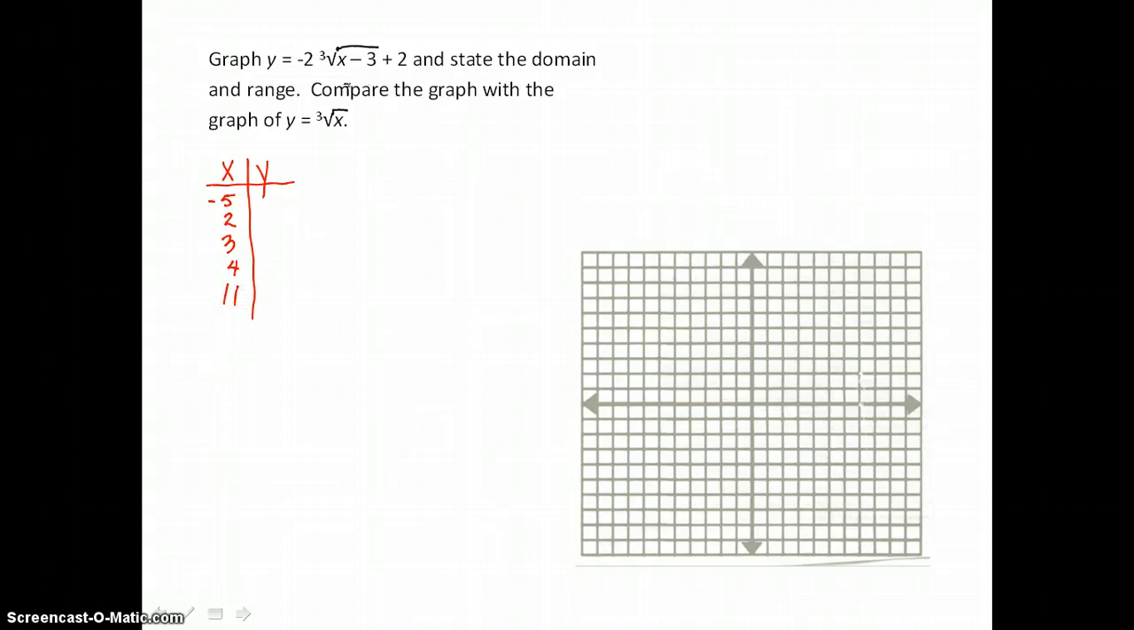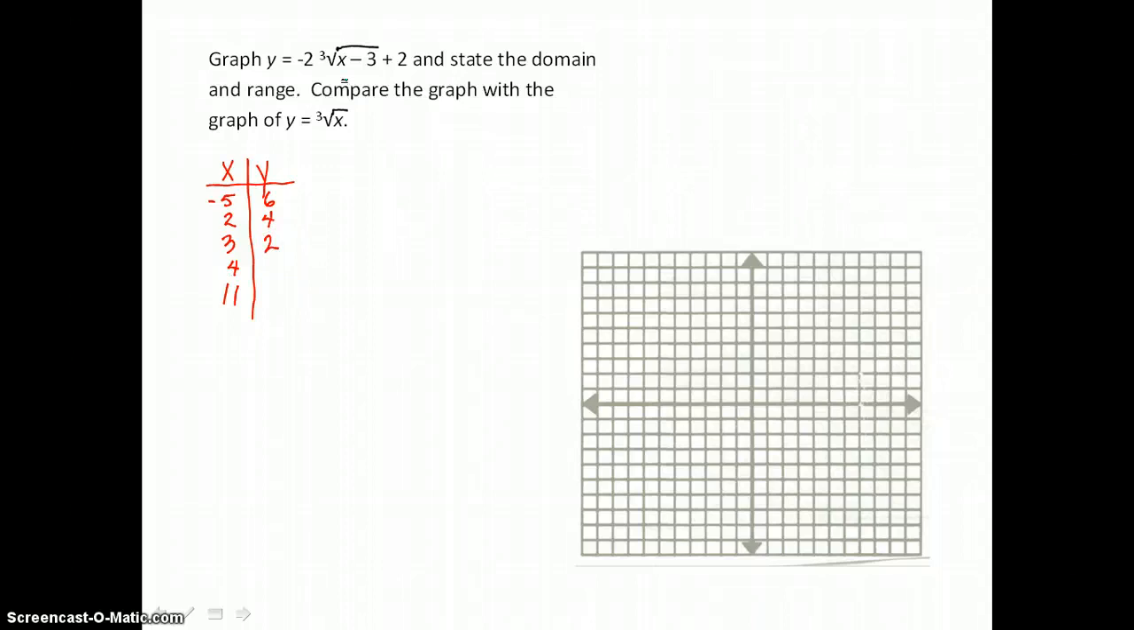When x is negative 5, we're taking the cube root of negative 8, which is negative 2. Negative 2 times negative 2 is positive 4, and 4 plus 2 is 6. Now let x equal 2, so that we're taking the cube root of negative 1, which is negative 1. Negative 1 times negative 2 is 2, and 2 plus 2 is 4. Now let x equal 3, so that we're taking the cube root of 0, which is 0. 0 times negative 2 is 0, and 0 plus 2 is 2.